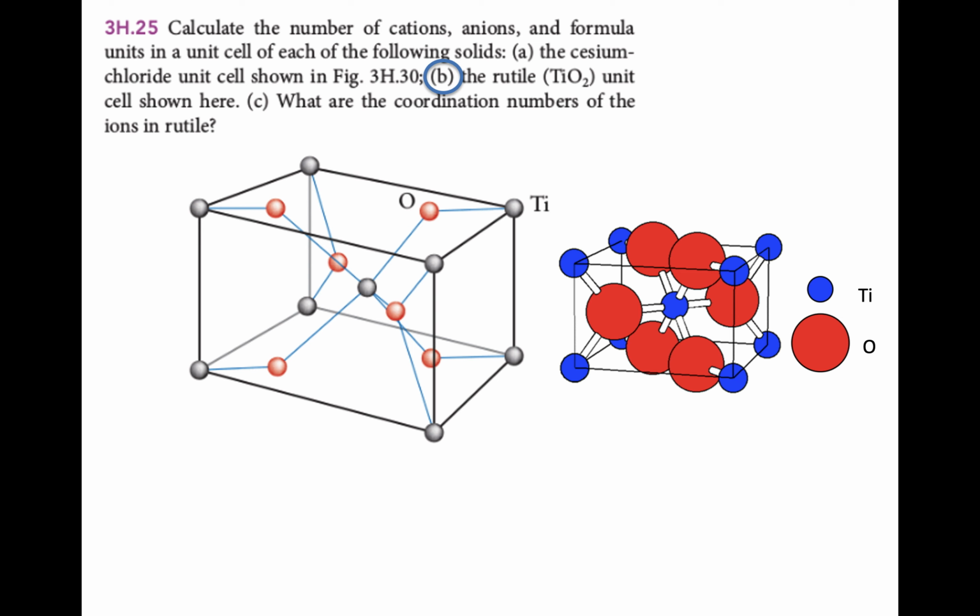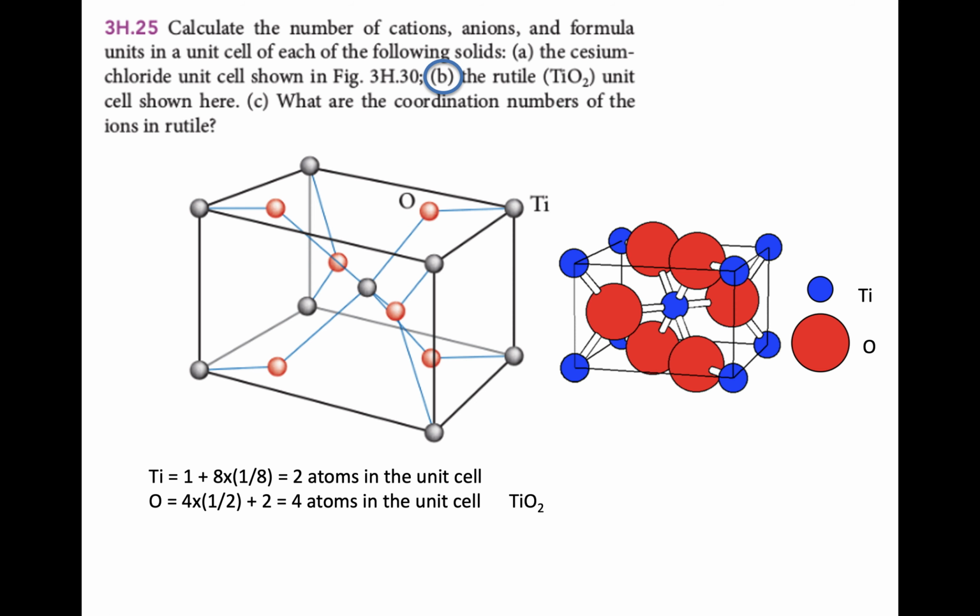Let's see if we can do the same thing. Here's a question from the end of the chapter. This is looking at a structure called rutile, TiO2. It shows a unit cell, and I've added this additional image because I think it helps give a different perspective on it. So if I were to do my math in this case, the titanium is easy. I see 1 in the center, and then I see 8 on the corners. 1 plus 8 times 1/8, 2 in the unit cell.